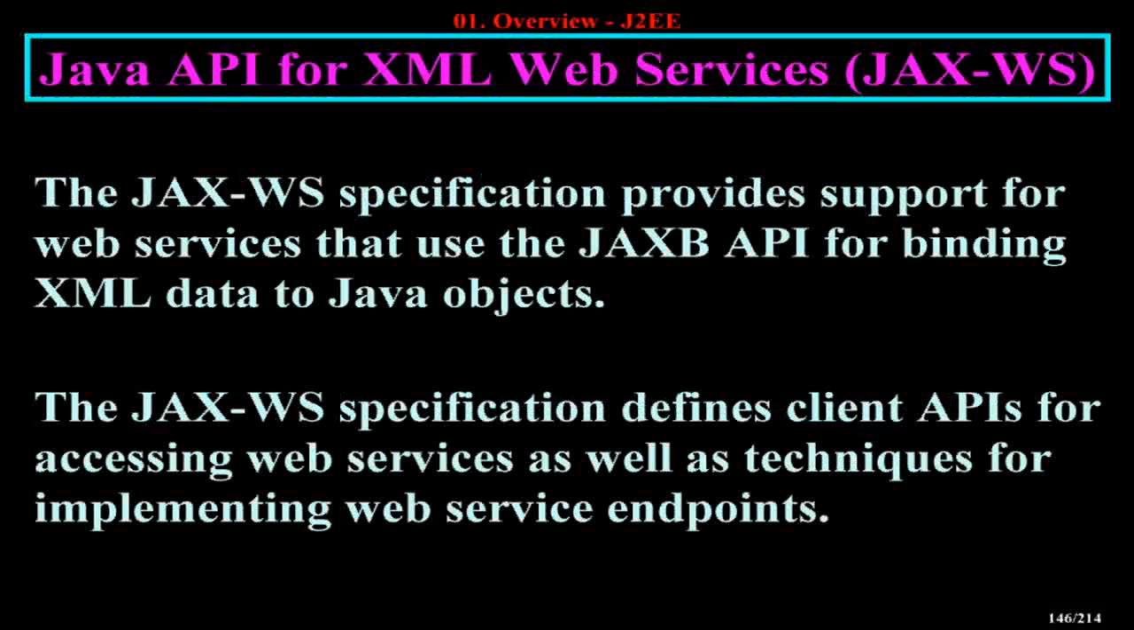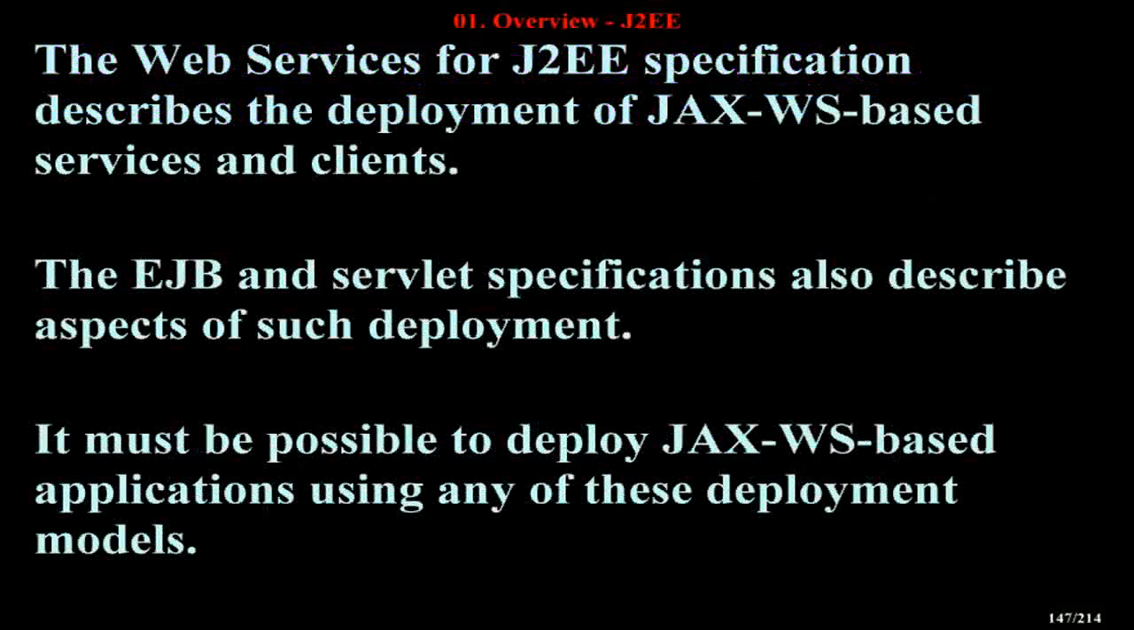Java API for XML Web Services JAX-WS. The JAX-WS specification provides support for web services that use the JAXB API for binding XML data to Java objects. The JAX-WS specification defines client APIs for accessing web services as well as techniques for implementing web service endpoints. The Web Services for J2EE specification describes the deployment of JAX-WS-based services and clients. The EJB and servlet specifications also describe aspects of such deployment. It must be possible to deploy JAX-WS-based applications using any of these deployment models.